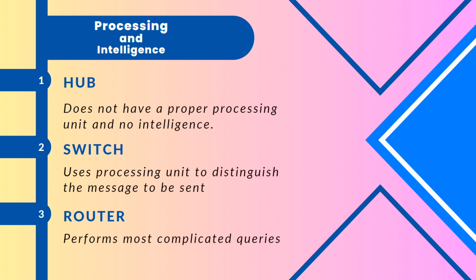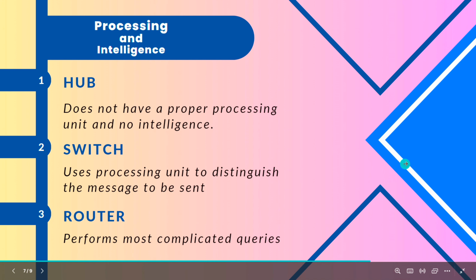The router performs the most complicated queries. Routers are highly intelligent devices that maintain routing tables and make decisions based on destination IP addresses. They can also perform network address translation (NAT) and offer security features like firewall capabilities.